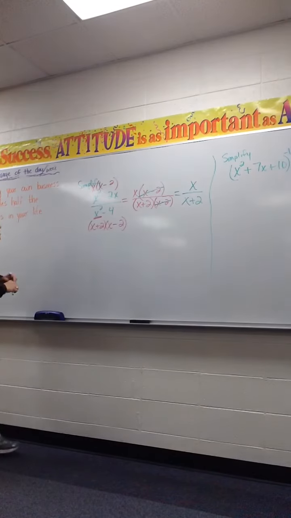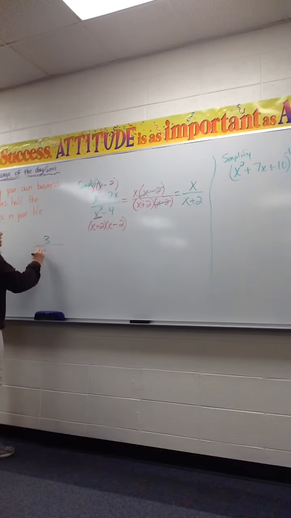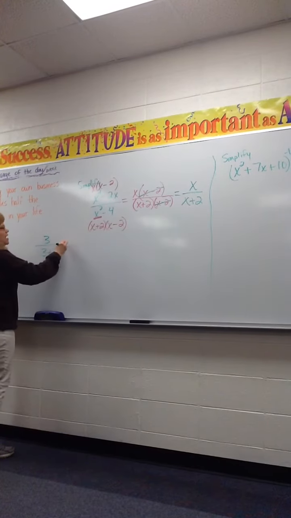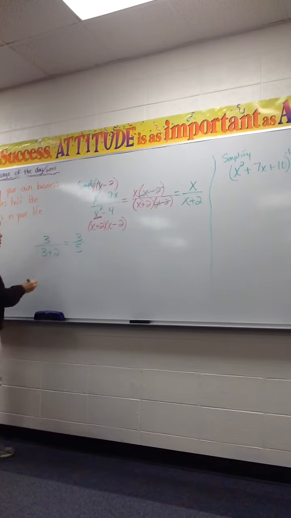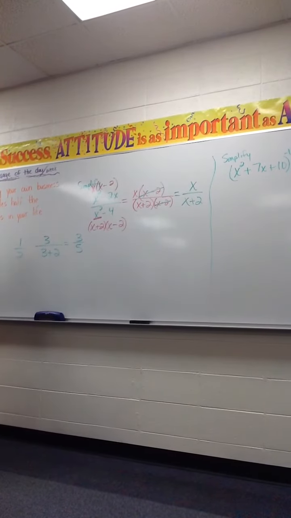No. And the reason, if you're not sure about the letters, replace with numbers. Instead of x, let's put a 3. So 3 plus 2. What is that? I think it's 3 over 5. If I cancel those, it looks like I get 1/2. Is that the same as 3/5? No. So you can't cancel if it's adding or subtracting.